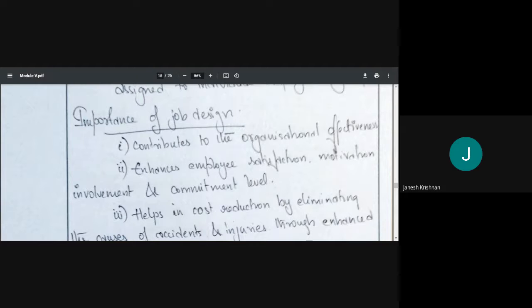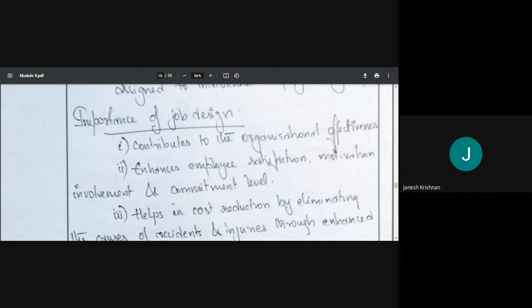So there are no unknowns in our work, in our organization. We know everything that has to be done, so it will be more and more effective. The problem will arise only when there are some unknowns. But if we are properly designing the task or job, we have no unknowns. So it contributes to organizational effectiveness. Then it enhances employee satisfaction, motivation, involvement, and commitment level.